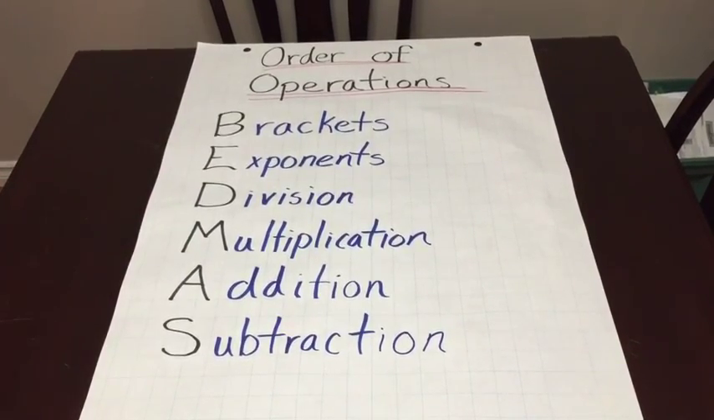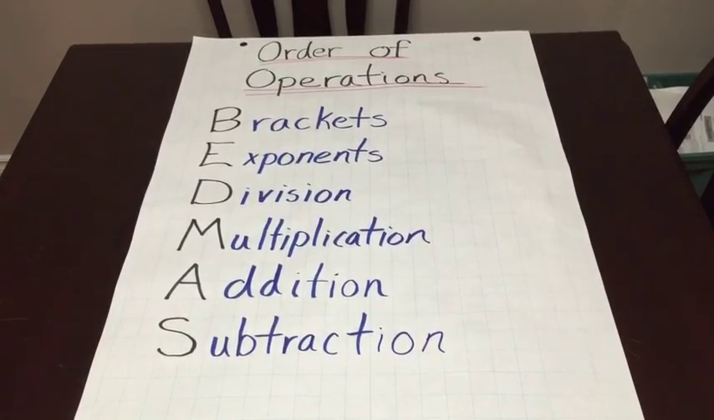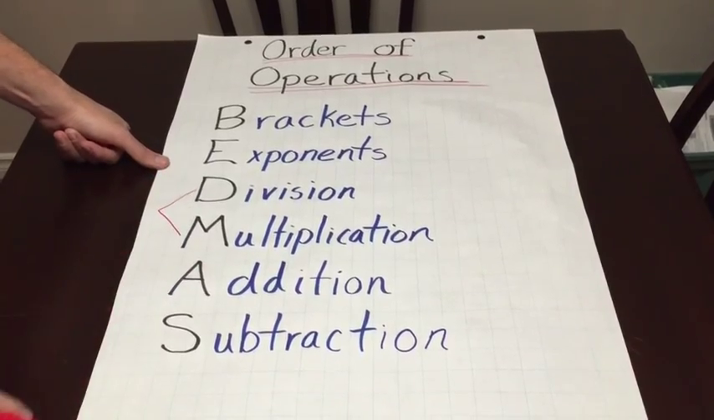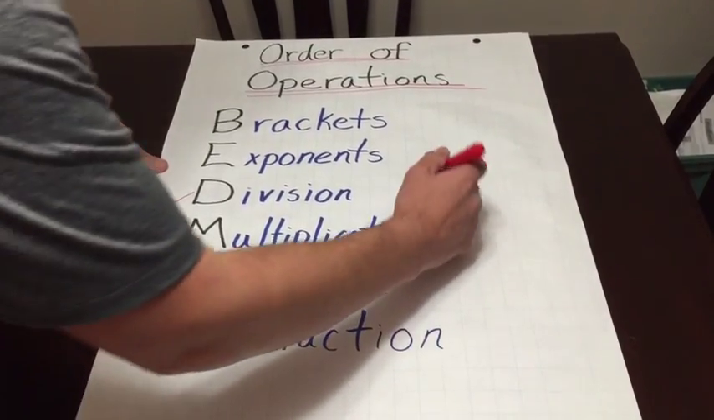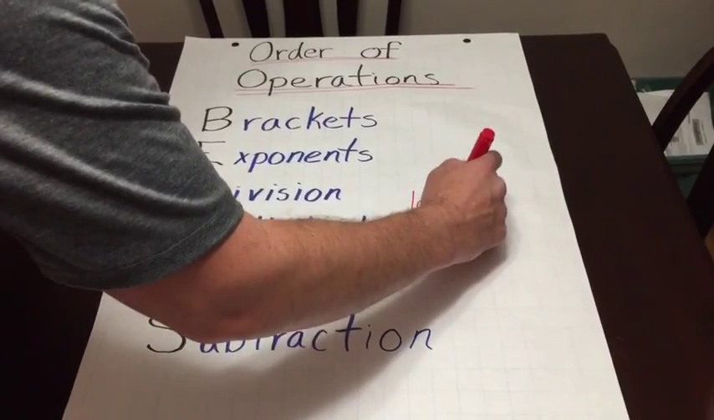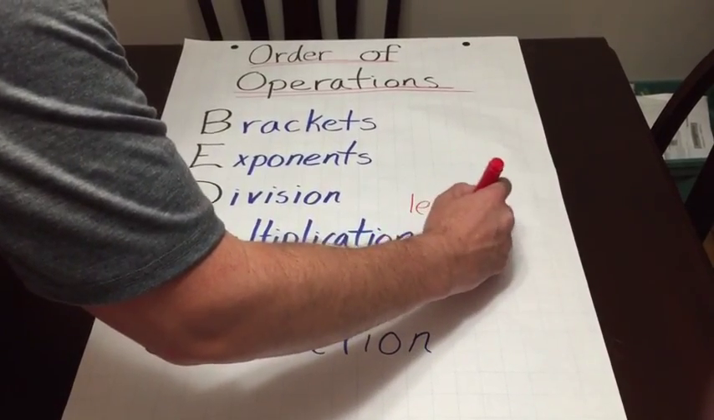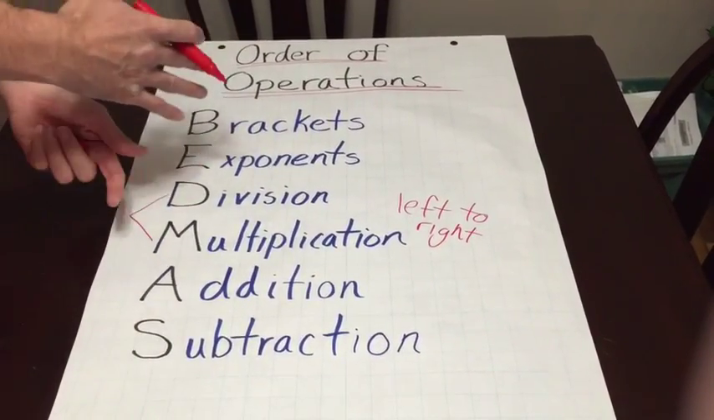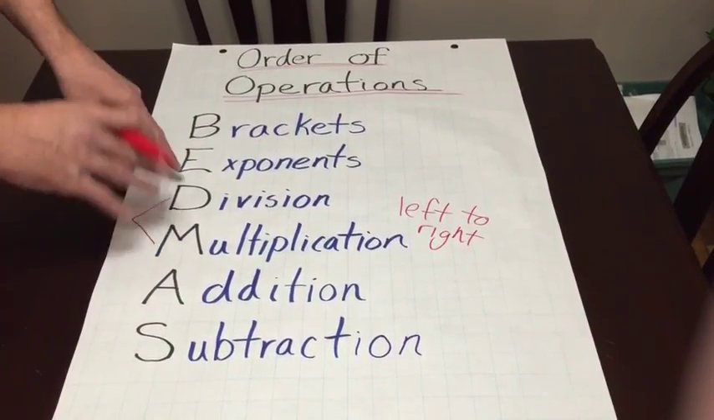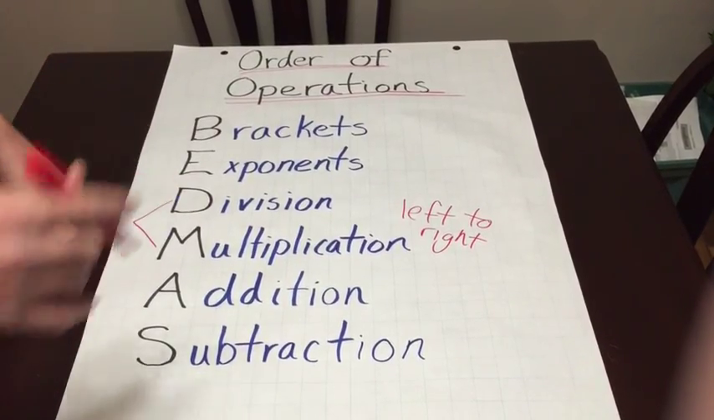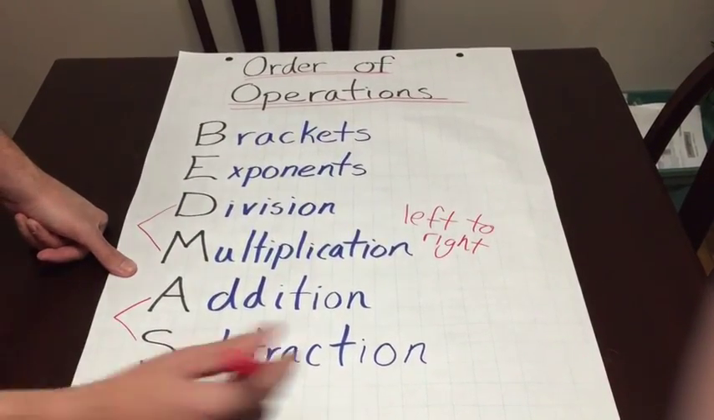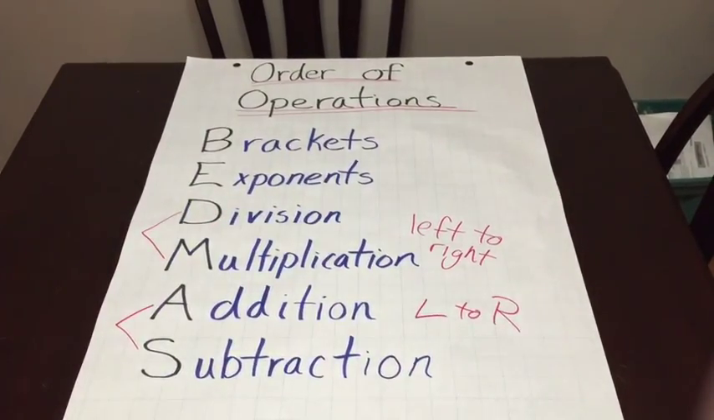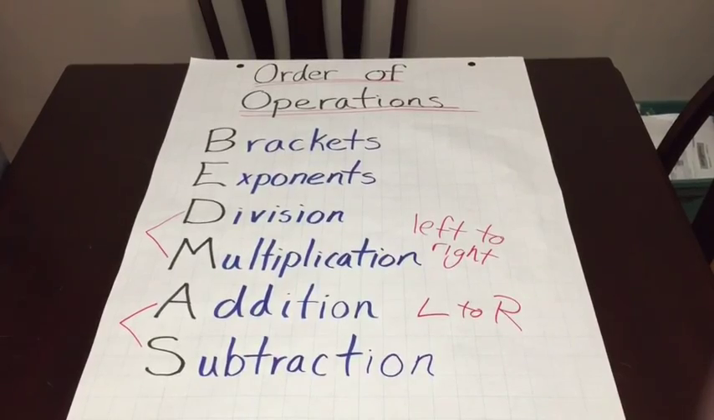The one thing I want you to be aware of is when you come to division and multiplication, it's actually left to right. So it's whatever one you encounter first. Sometimes you'll do multiplication before division, even though in BEDMAS it looks like you always do division first. And the same thing for addition and subtraction. It's always left to right. Something to remember. Hopefully you learned that in previous grades.